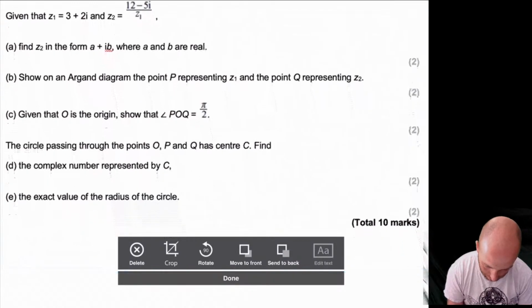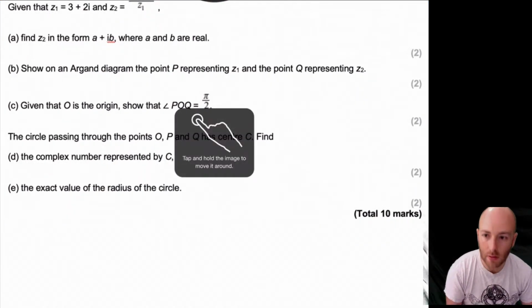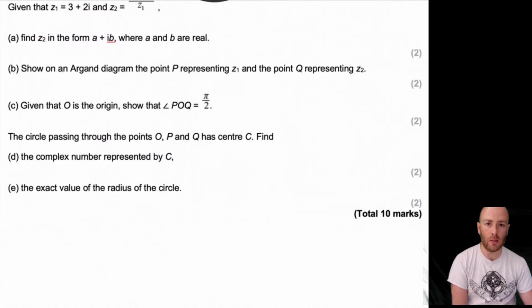Alright, this is a big question by the looks of it. So 10 marks, 10 minutes to do this one, guys. Nice summary of everything in this one. So your time starts now.